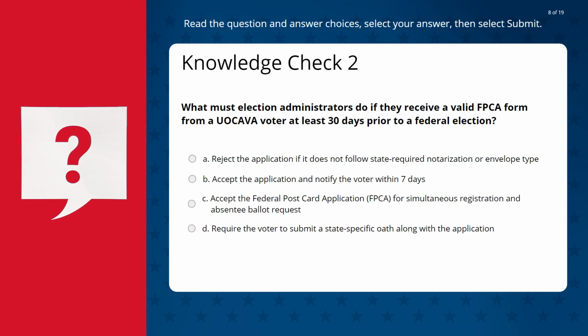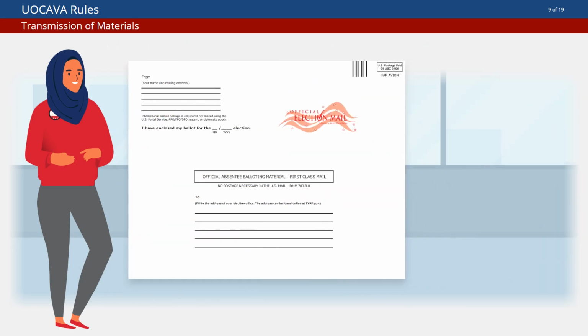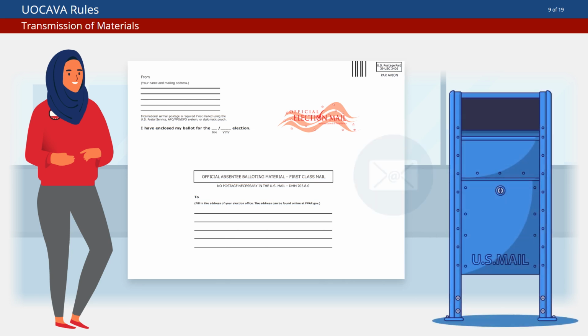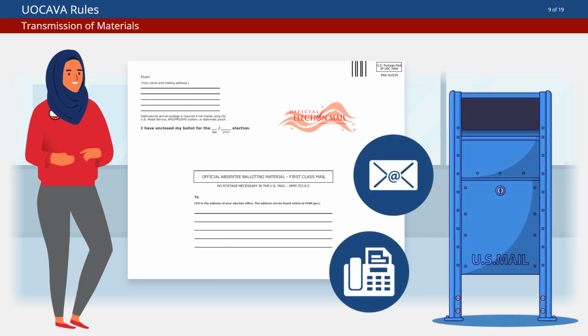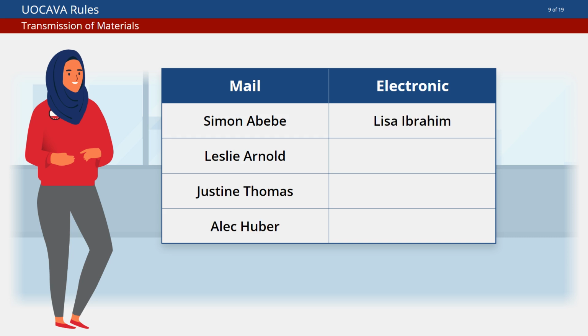Now it is time to check your understanding. Read the question and answer choices and select your answer. Then select Submit. States must have procedures for UOCAVA voters to request and submit voter registration applications and absentee ballot applications by mail and electronically for federal elections. This also includes procedures for election administrators to send the requested form or ballot by mail or electronically, whichever the voter chooses.